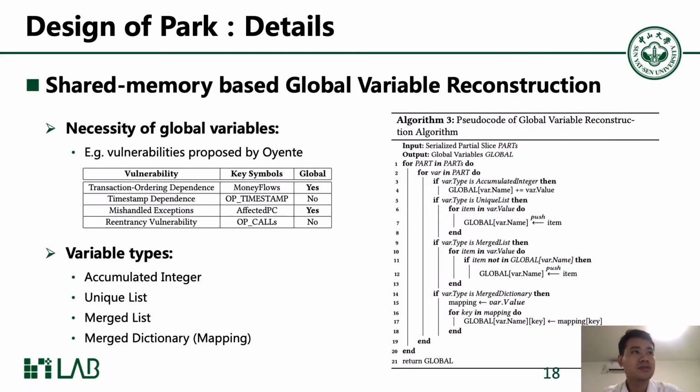Third is the shared memory-based global variable reconstruction. This is the necessity of global variables. As you can see in this table, there are 4 vulnerabilities, and 2 of them need the global variable as the key symbols. And so we design 4 variable types to reconstruct them.